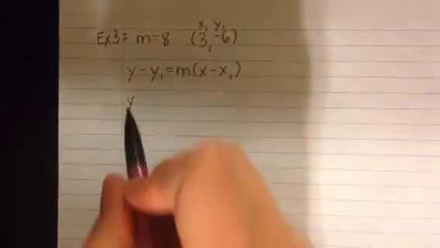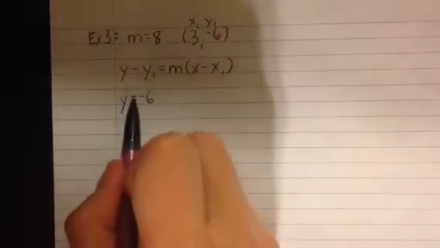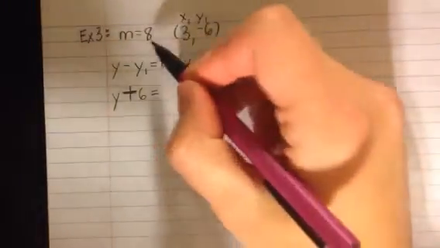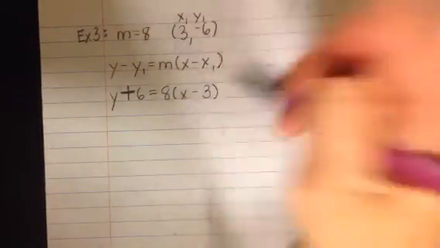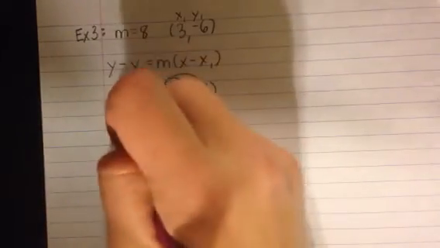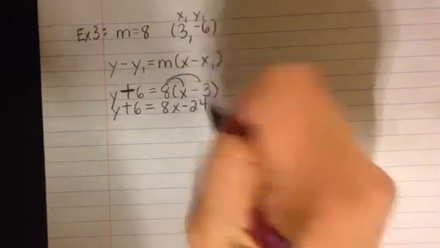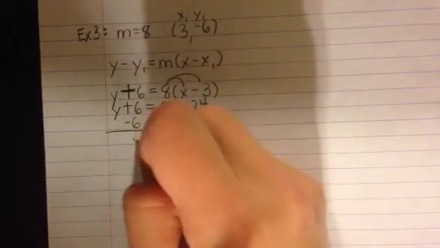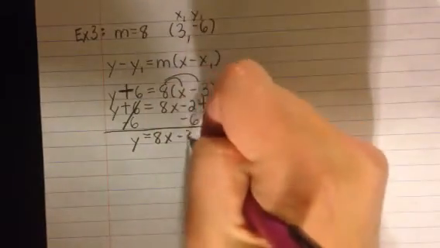alright, we get y minus y1, which is -6. So minus a negative. I'm going to go ahead and change that right away so I don't forget. That turns to a plus, equals m, which is 8, times x minus 3. So distribute through, we get y plus 6 equals 8x minus 24. So subtract 6 from both sides. We get y equals 8x minus 30.